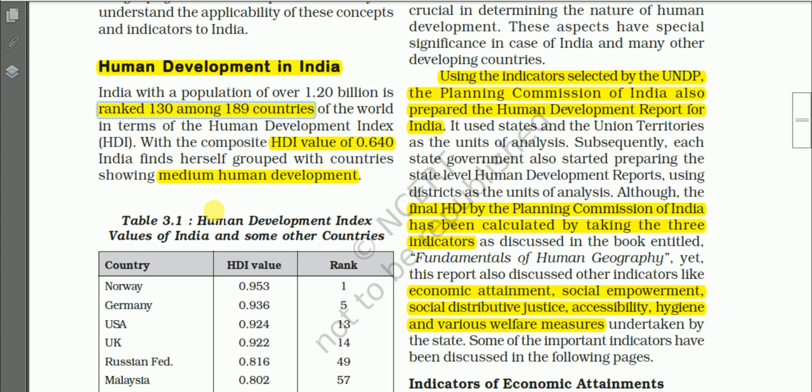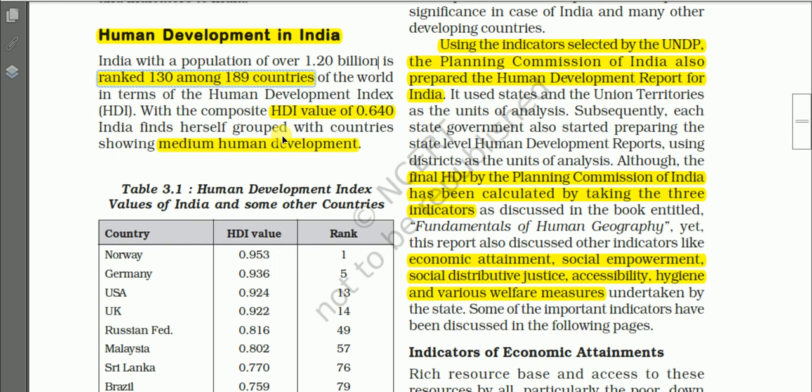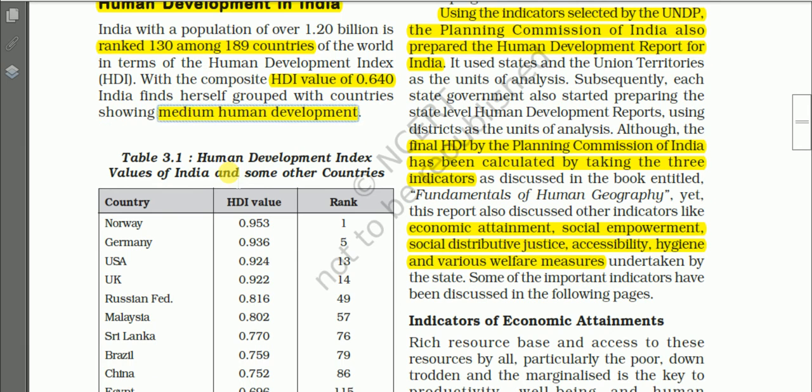So this is for the 2018 report, and India ranked 130 among 189 countries of the world in terms of HDI, with a composite HDI value of 0.640. India finds herself grouped with countries showing medium human development. Last time we learned that countries of the world can be categorized into four divisions: very high, high, medium, low. India belongs to medium level human development according to the score earned by India.